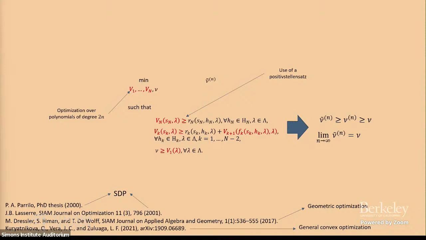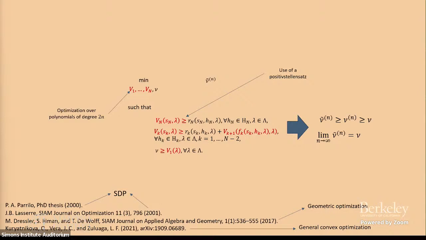But now what you do is, in order to certify these inequalities, you use a positive Stellensatz. Positive Stellensatz is some really nasty German word that means that we have some criterion that is tractable that allows you to certify that this holds. It is a sufficient criterion, but it's not necessary. So it means that sometimes it doesn't. It may be that this satisfies the criterion.